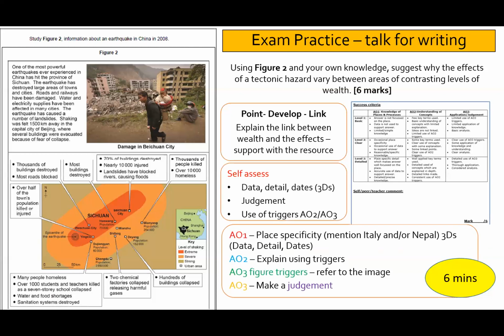So I'd like you to type this as a comment on Show My Homework. It's a 6-mark question, which means you should take 6 minutes. So please write it as a comment on Show My Homework. I will be commenting on these things, so your ability to include our case studies using data, detail and dates, the ability to explain using your triggers, this means that leading to, therefore, as a result, because. AO3 figure triggers, so referring to the image, and your final bit, your link, it's about making that judgment. So making sure that you suggest why the impacts are different between areas of contrasting levels of wealth. So type that on Show My Homework, please.